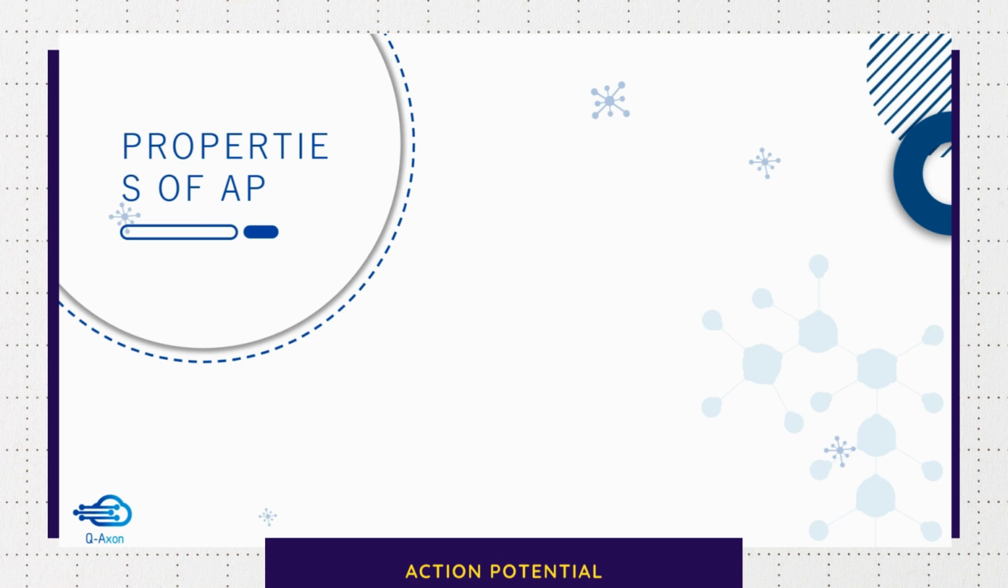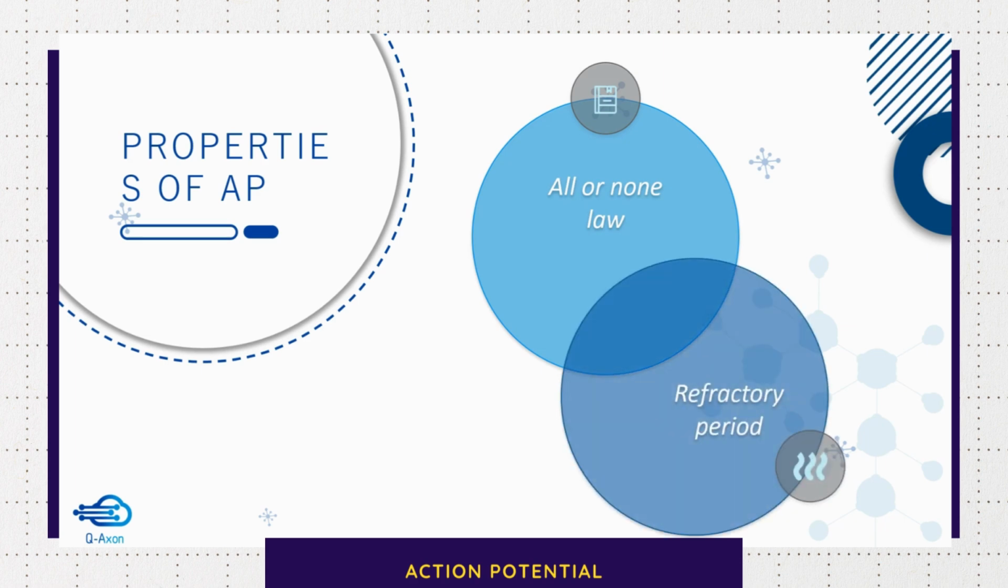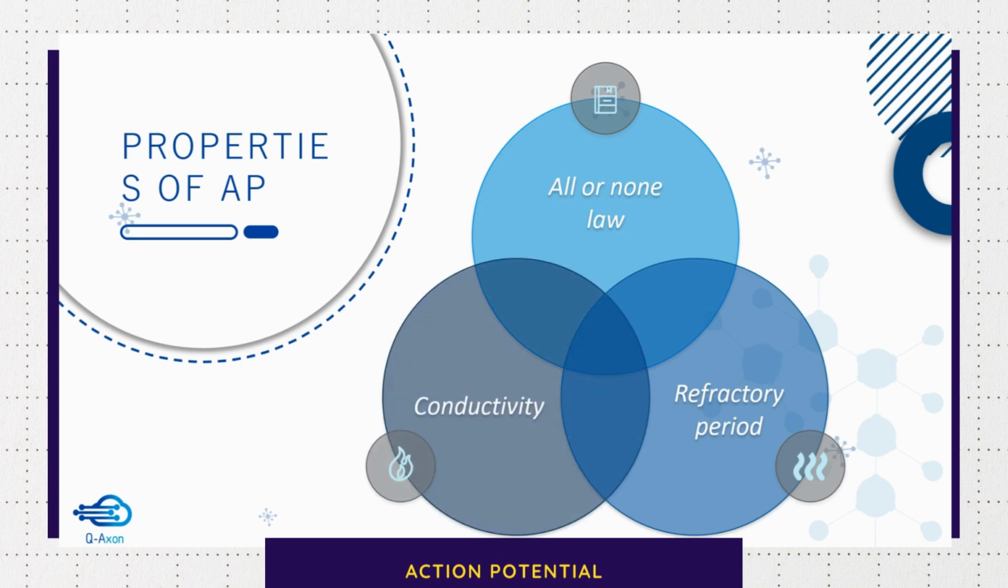Now that we have understood what an action potential is, what its different phases are, and the ionic basis for these phases, let's examine the properties of the action potential. In this context, there are three important properties that we discuss. The first of these is a law that we call all or none law. Then we discuss refractory period, and finally we shall discuss conductivity.